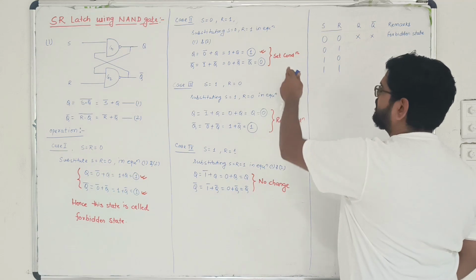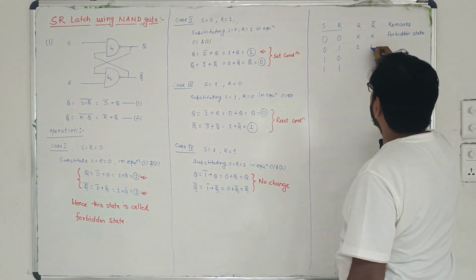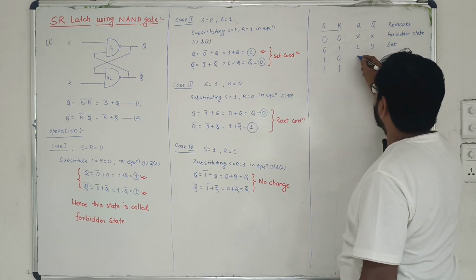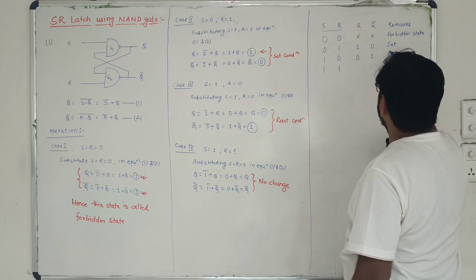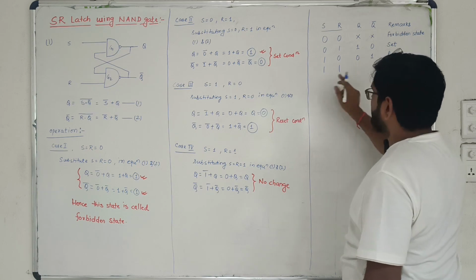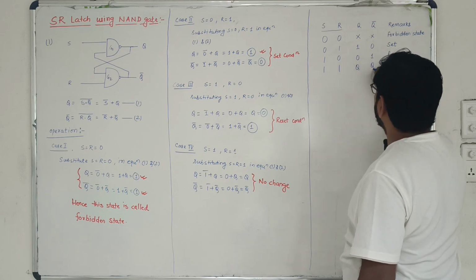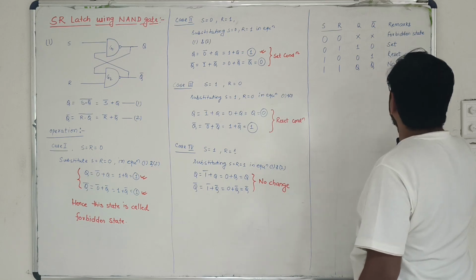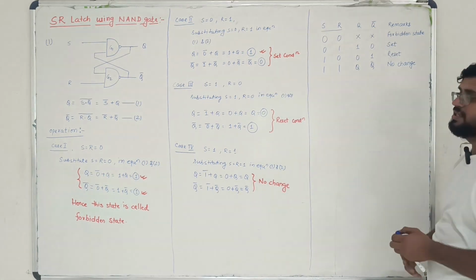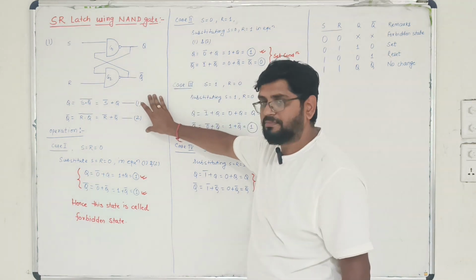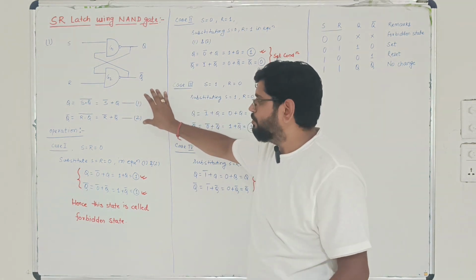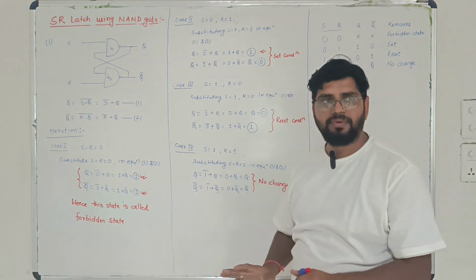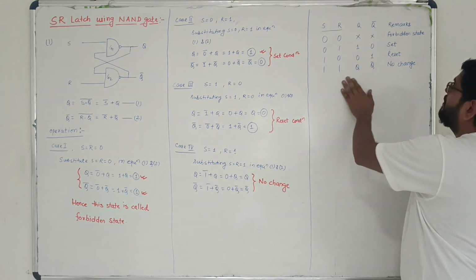In case of 0, 1, we are getting the value of Q equals to 1 and Q bar equals to 0. And this condition is described as set. For 1, 0, we are getting 0 and here it is 1. This condition is described as reset. And when we are getting 1, 1, we are getting Q and Q bar, that is nothing but no change. Okay, so I think you have understood the design process and the Boolean expression. Once you have understood the Boolean expression, taking the 4 cases, you can have the operation of SR latch, and this is the truth table of SR latch.